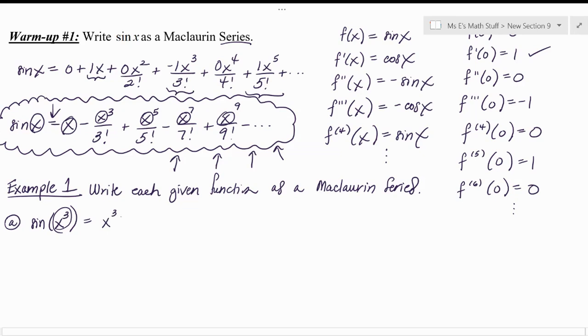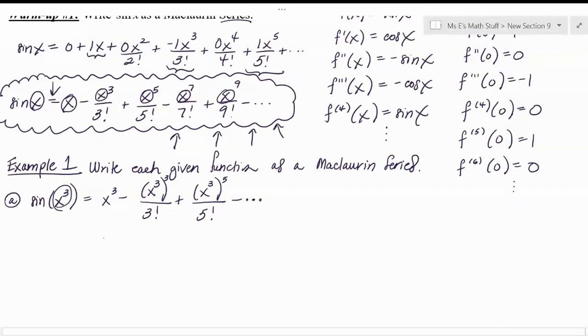So you'd have x cubed minus x cubed cubed over 3 factorial plus x cubed to the 5th over 5 factorial minus, and then truth is you really only need 3 terms to establish a pattern. So I'm going to go ahead and just kind of stop short there. And then you could simply either simplify it or not. So x cubed minus x to the 9th over 3 factorial plus x to the 15th over 5 factorial, etc. That's the simplified version. There you go.